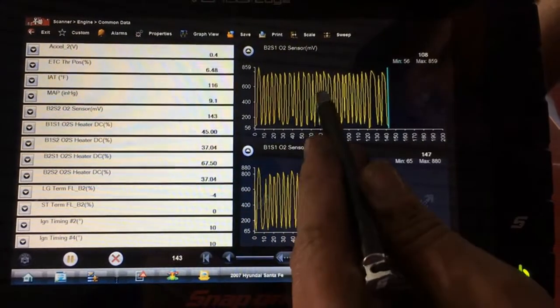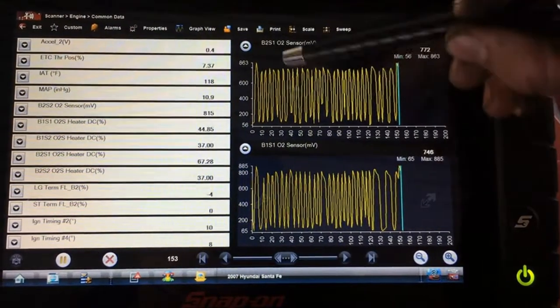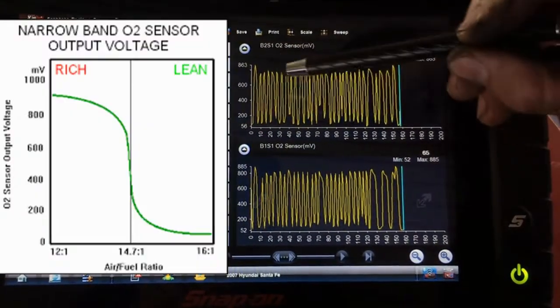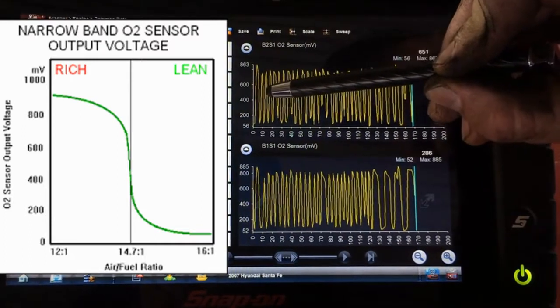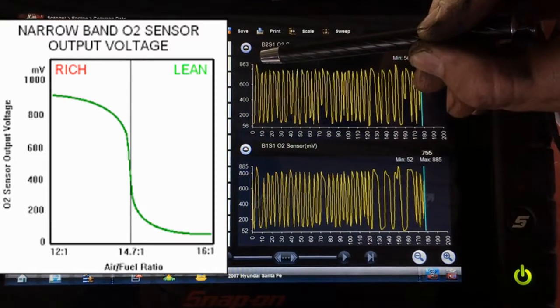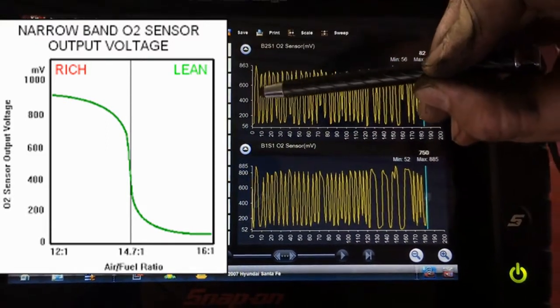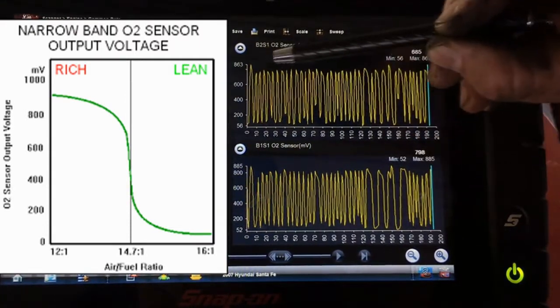So this is one side of the motor, this is the other. This is the fuel. That is really good switching. See how nice, and it should be one full scale. So the way it works is, when you get up to 800 millivolts, this is too much fuel. When you get down to 200 millivolts, this is not enough fuel. So this is lean. This is rich.